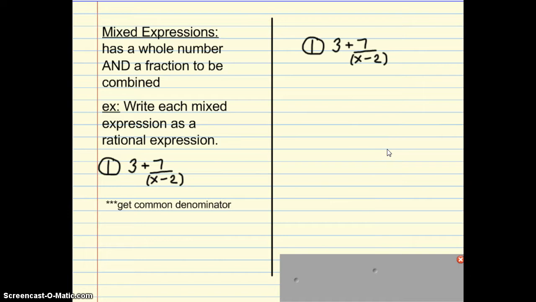A mixed expression is a whole number and a fraction to be combined. Your directions will be to write each expression as a rational expression. And our hint here is to definitely get a common denominator.